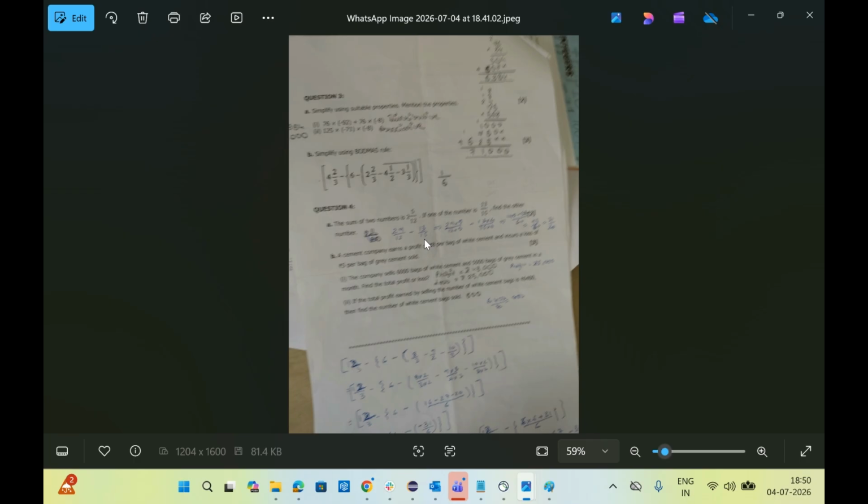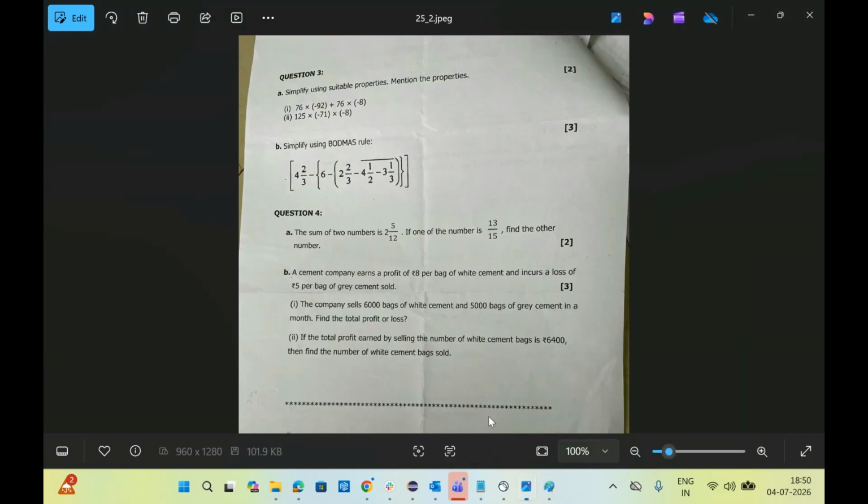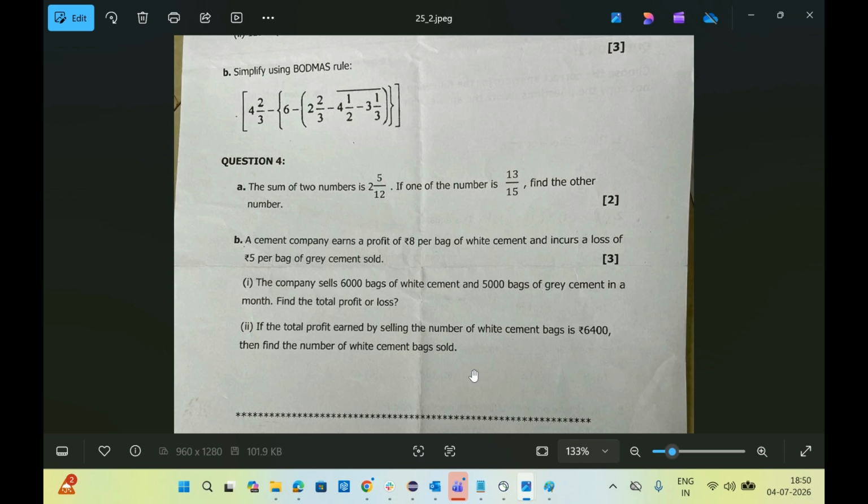Yes, sir. Next one. If the total profit earned by selling white cement is 6,400, how many white cement bags did they sell? Sir, I cannot see. It's very blurry. Okay, I will go to this one. Maybe you can see. Okay, you can see now. If the total profit earned by selling white cement is 6,400, find the total number of white cement bags sold.